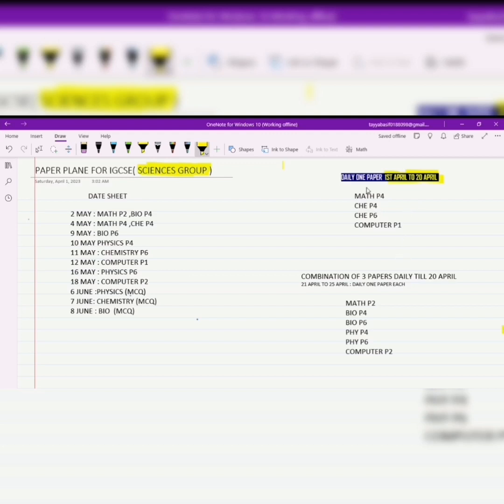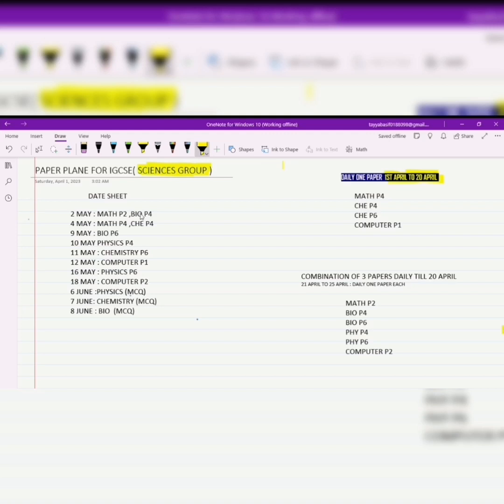The second group, group 2, in which you have enough time in between the papers, consists of paper 2 of maths, biology paper 4, paper 6 of biology, physics P4, physics P6, and computer P2. Because you have enough break in between these past papers, like for maths P2 you will have enough time, because I have designed this video in a way that you will have enough time for preparing biology P4 and maths P2.